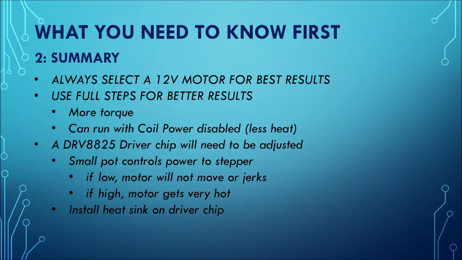Full steps is better for everything because you've got significantly more torque. You can run with coil power disabled, which generates less heat, and the DRV8825 needs to be adjusted. There's a small pot which controls the power to the stepper, and if that setting's too low, the motor won't move or it jerks, and if it's too high, the motor gets very hot. And you do need to install a heatsink on the driver chip and make sure that in the case that you put the board and the driver chip in, that it has air vents to allow hot air to escape.